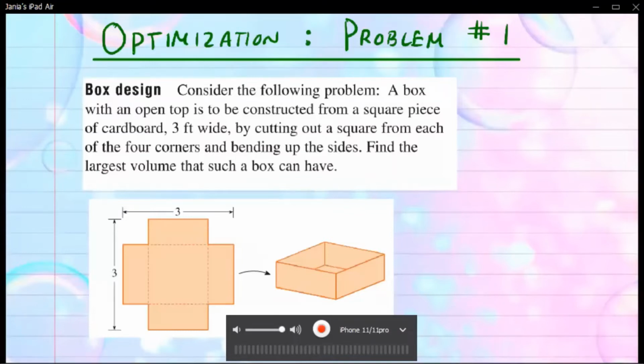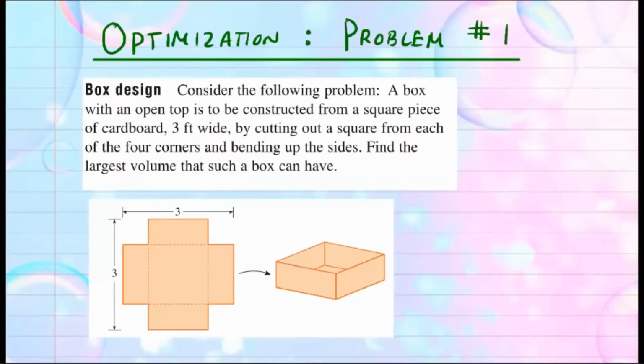Here's an optimization problem. Suppose we have a box with an open top, so that's important, to be constructed from square pieces of cardboard 3 feet wide by cutting out a square from each of the 4 corners and bending up the sides. Find the largest volume possible for such a box. For this problem, you always want to draw a picture.